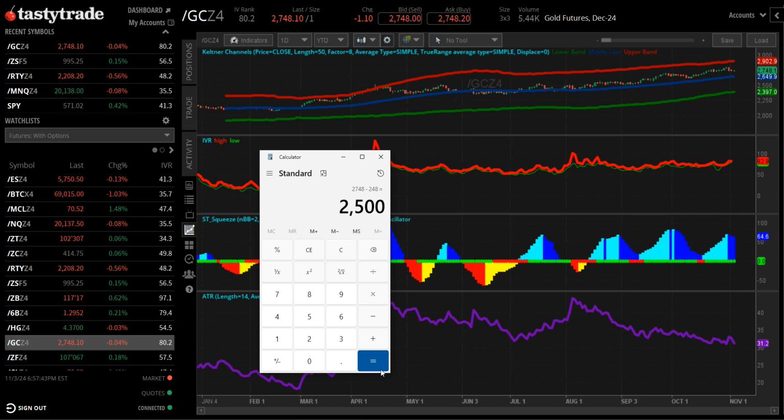We have a range of 2,500 on one side. I'm going to show you why it matters in a second, and 3,000 on the other side. Plus 248 on the other side, we got 3,000. So we got a range of 2,500 and 3,000 on the other side, and those are the range that we're gonna sell the Jade Lizard. So let me show you what's next.